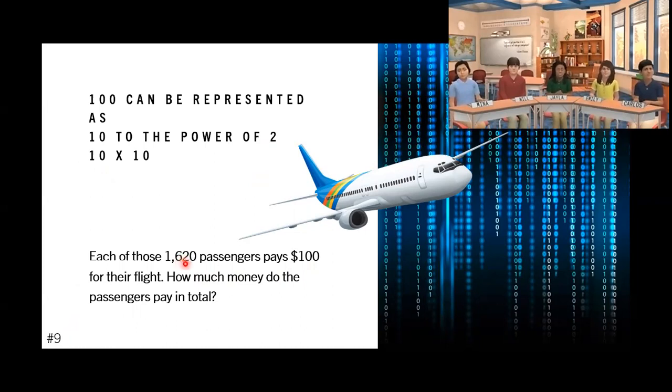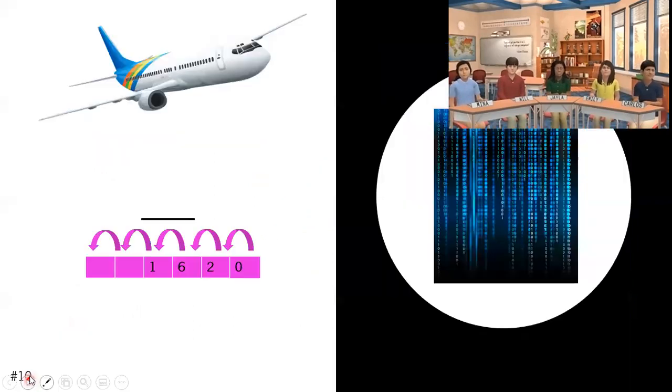16,200. Nope, that's only 2 zeros. We already have 1,620. 162,000. Perfect. You figured it out. How did you figure it out? I added 2 zeros. You added 2 zeros to the number.